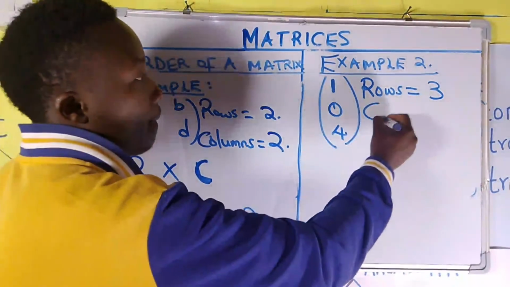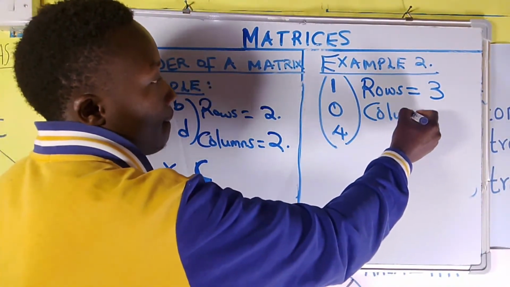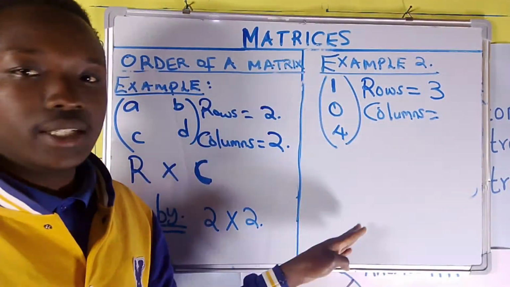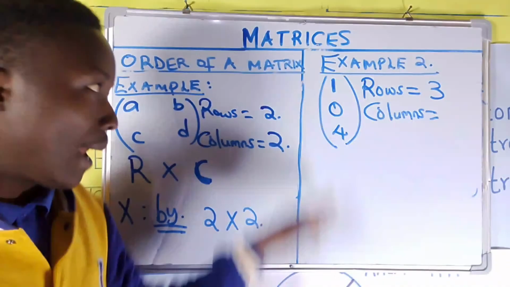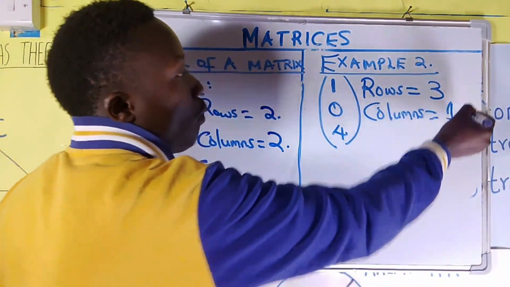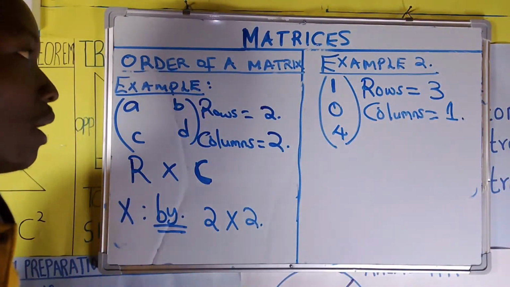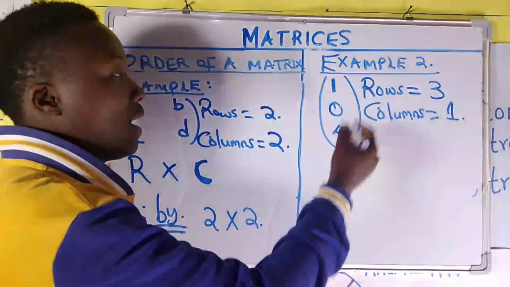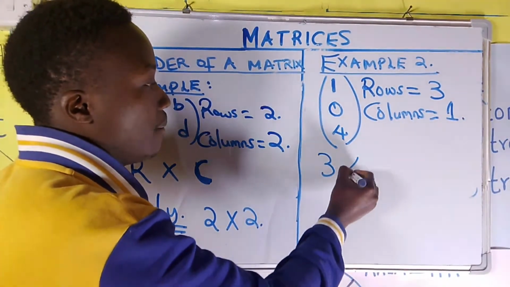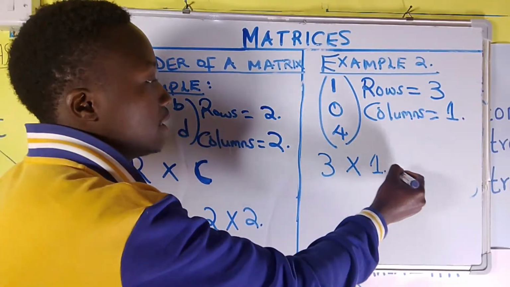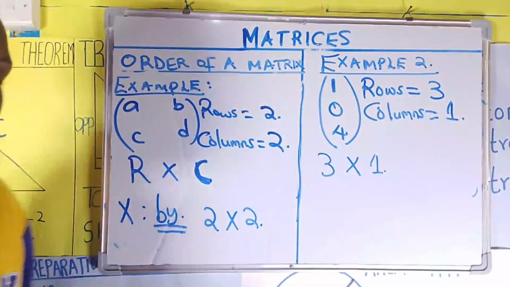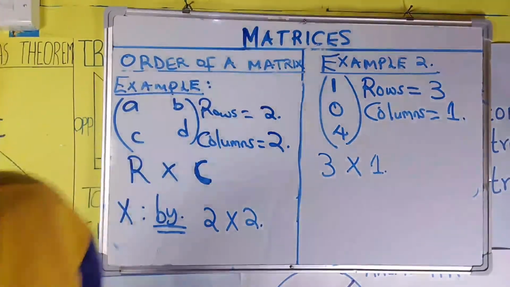Columns. Our columns are arranged vertically. So our column is 1. This one is just one column. So when we have our column as 1, our order will be, this is a 3 by 1 matrix. It is a 3 by 1 matrix.